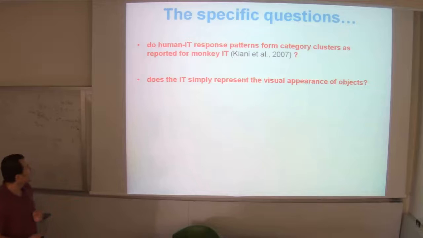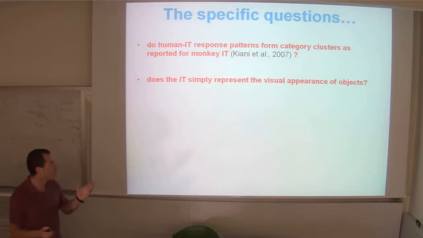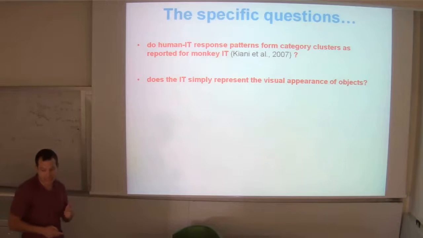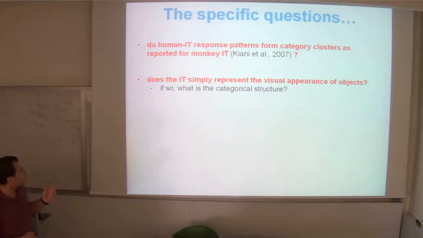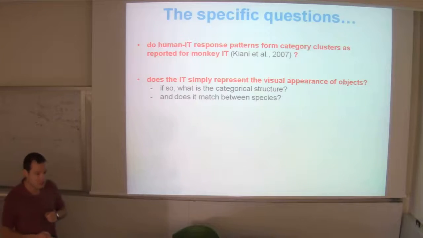The second question: does the human IT simply represent the visual appearance of objects? What does it mean, visual appearance? What I understand from this question is that in the early visual cortex there are low-level features, and when it comes to the IT, then it's high-level features, and this is the visual appearance of the object in IT. So then, if so, what is the categorical structure, and does it match between species?